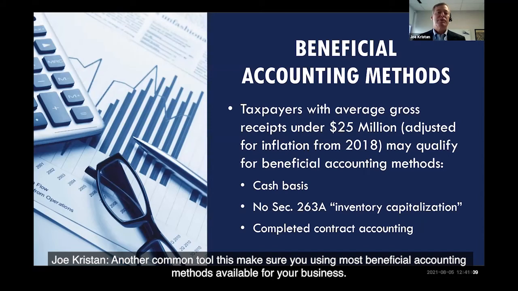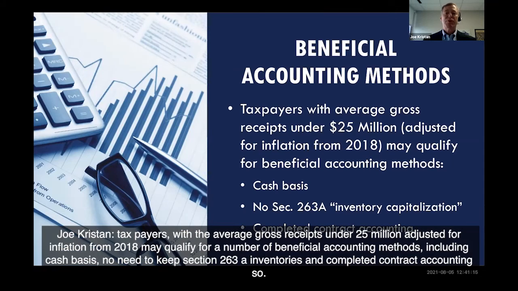Another common tool is to make sure you're using the most beneficial accounting methods available for your business. Taxpayers with average gross receipts under 25 million, adjusted for inflation from 2018, may qualify for a number of beneficial accounting methods, including cash basis, no need to keep Section 263A inventories, and completed contract accounting.